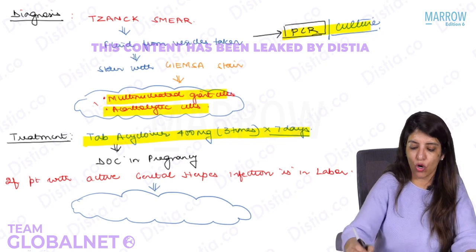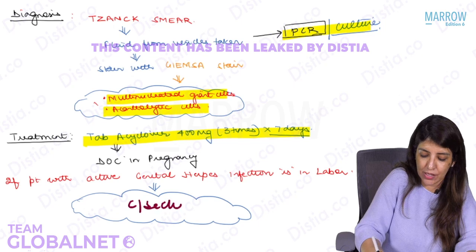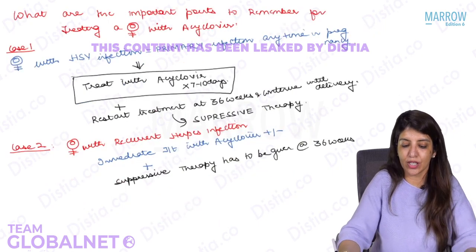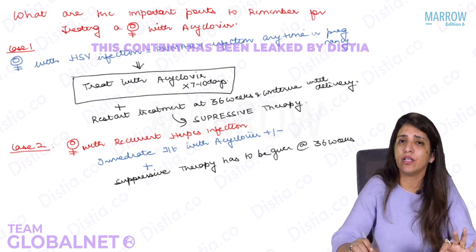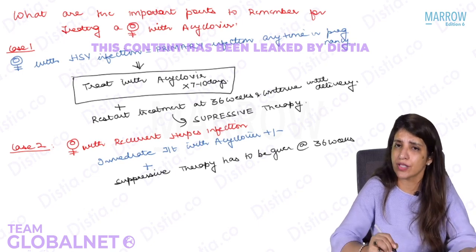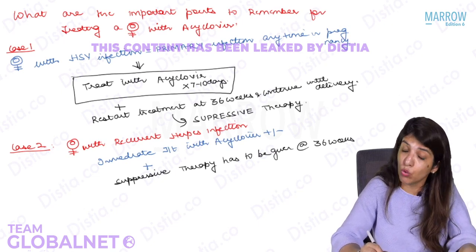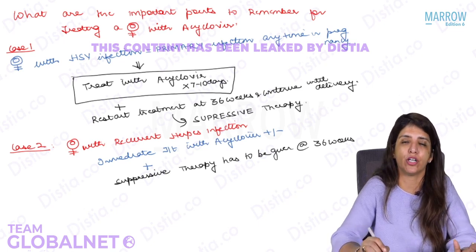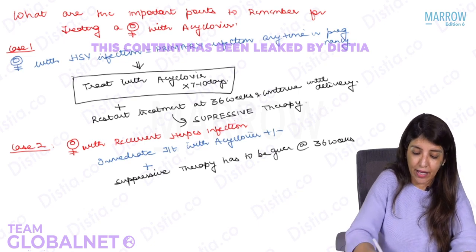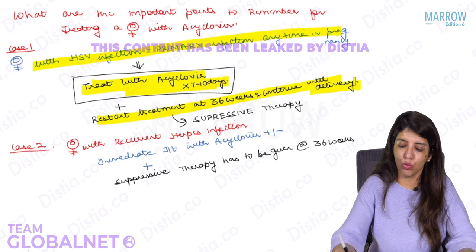Now, if the patient has active genital herpes infection during labor, then that is an indication for doing cesarean section. Now, I need to give you a little more details over here. All of you know that whenever there is active herpes genitalis infection, just now I told you that the drug of choice will be acyclovir. So the moment I diagnose that my patient has herpes genitalis infection, I am going to start acyclovir, which I am going to continue for 7 days. Right? And then please remember, I am going to restart the treatment at 36 weeks and continue it till delivery.